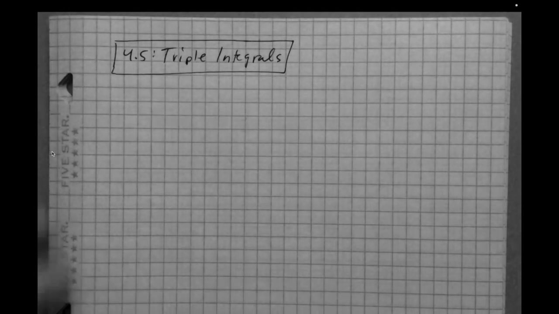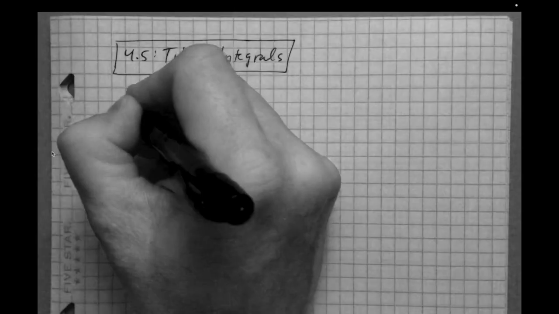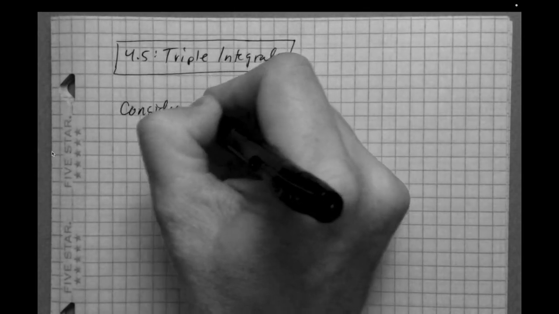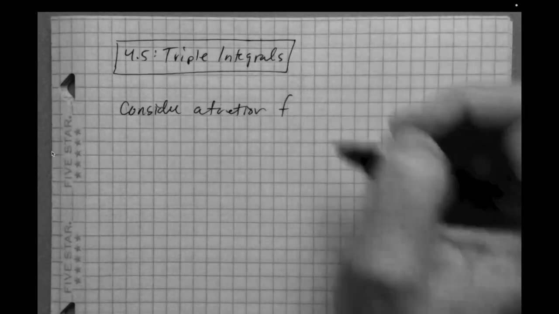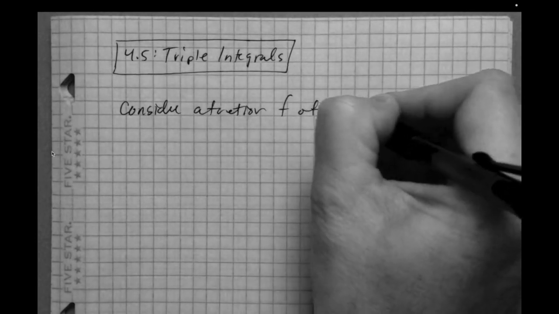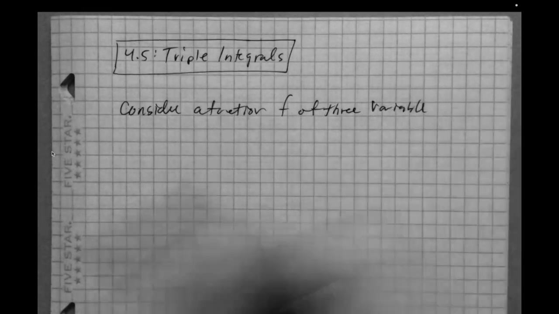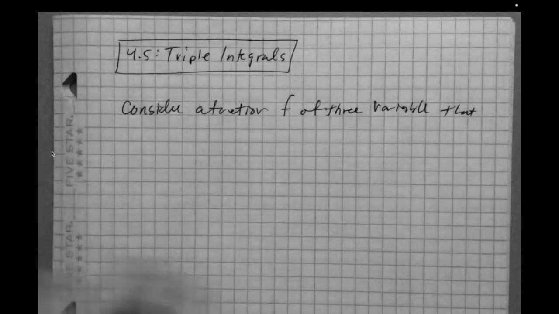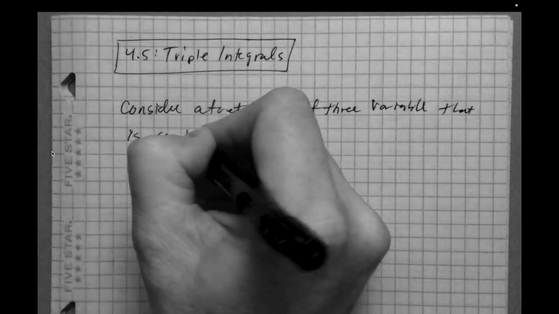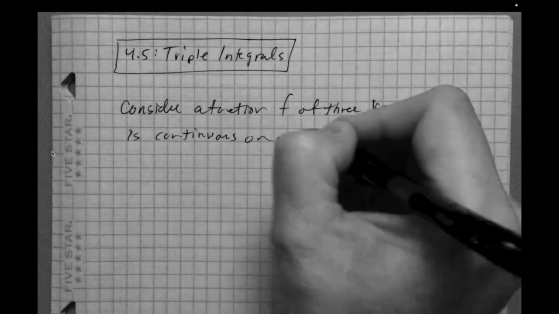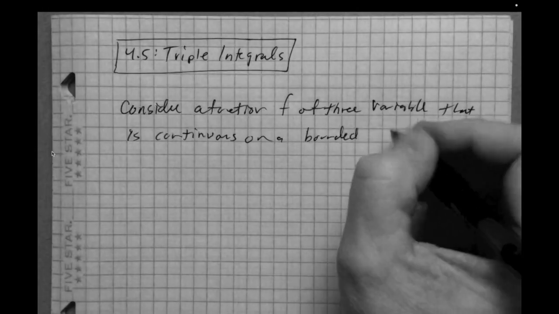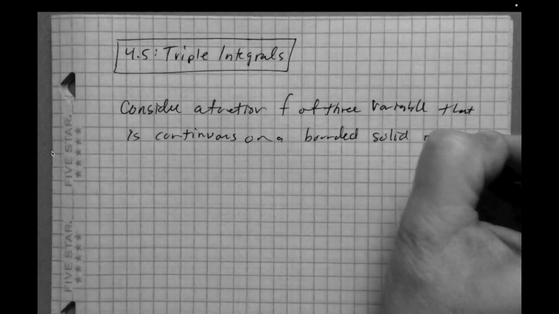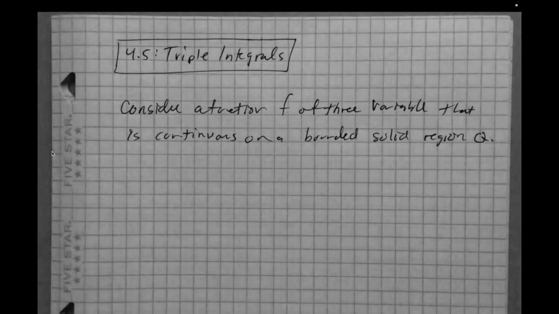To set this up, we need to consider a function f of three variables, obviously x, y, z, and f needs to be continuous on a bounded solid region Q. We'll just name the region Q. Nothing meant by the usage of the variable Q there, except that it's just arbitrarily chosen.